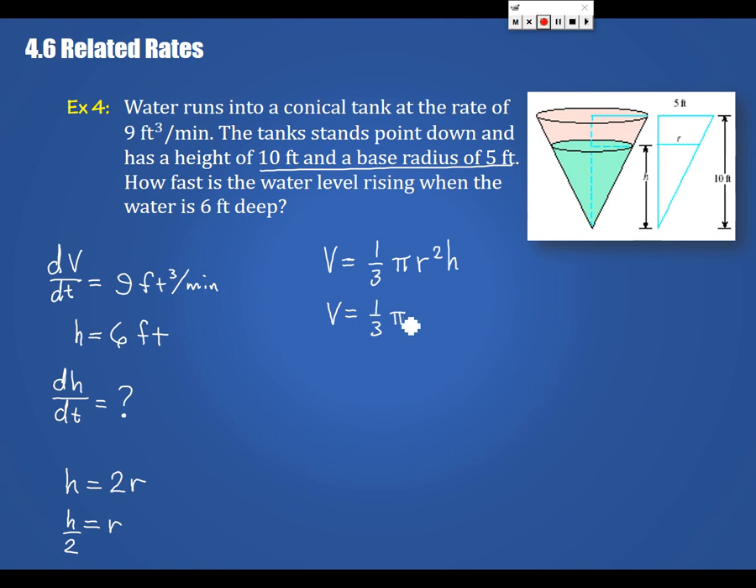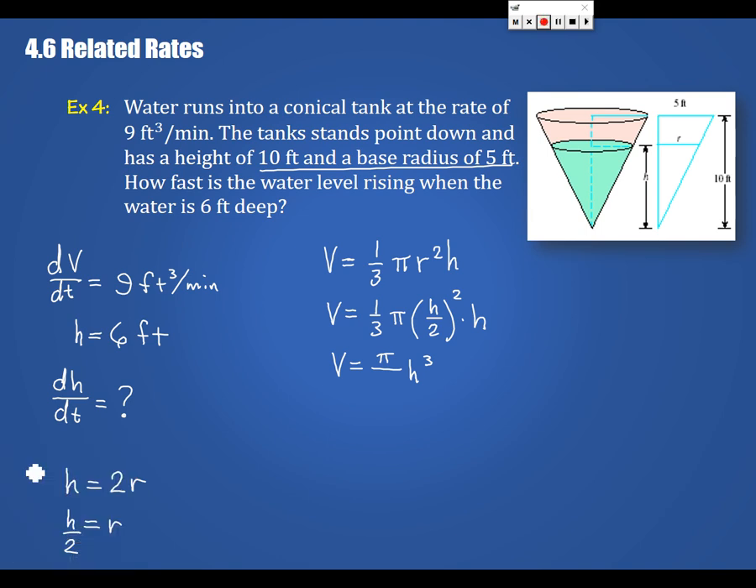So that's 1/3 pi times r. Oh wait, r is just h over 2 squared times h. And then let's clean this up. We have a little bit of work. We still haven't gotten to any calculus yet. Do you agree that this will be, well, what is that? Pi over 24 times h cubed? No. 12. No. Sorry, I got carried away.